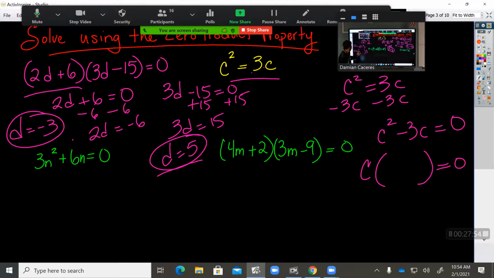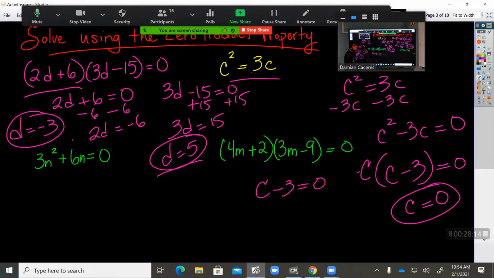If I took out a c, then what's left in there? C minus 3. You with me? Now that's factoring, but this is the zero product property. You've got to make each factor equal to 0. So c equals 0 is one answer, and the other one, c minus 3 equals 0. How do we solve that? By adding 3 to both sides. C equals positive 3.